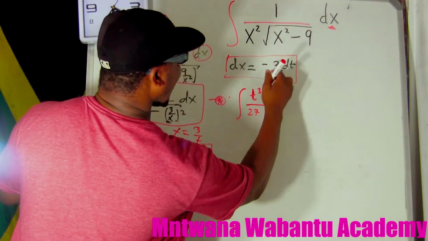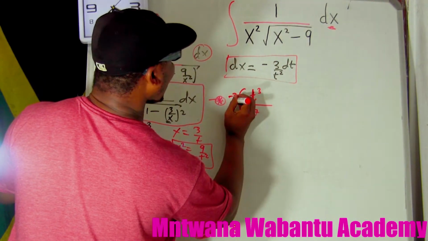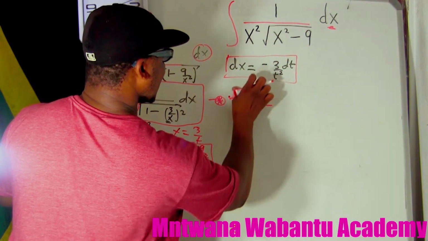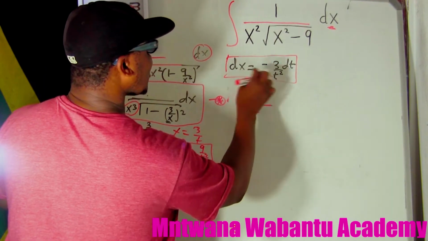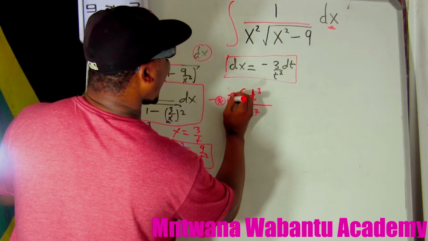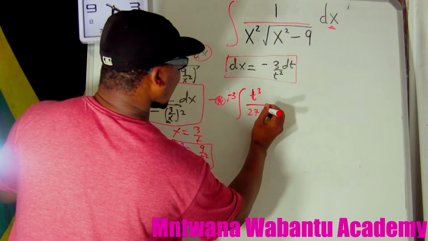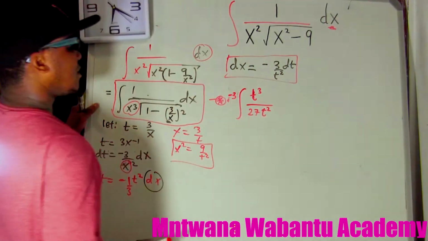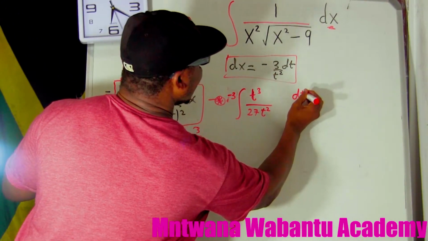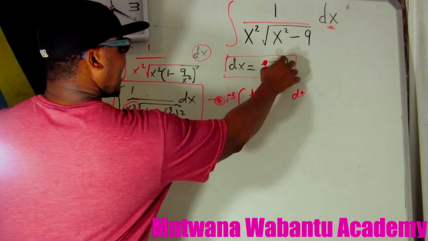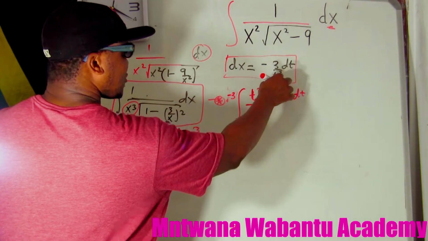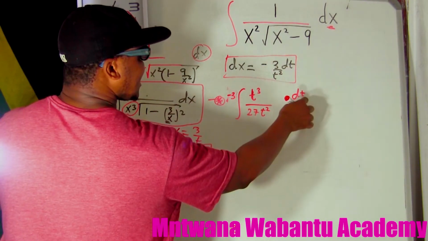Negative 3, I can just take negative 3 out. And then we say dx equal to negative 3 over t squared. Okay, so negative 3, we can just put it there, back over t squared. You see what I'm saying? And then dt, so we can just simply say dt. You understand that? Negative 3, I'll take negative 3 because it's constant. And then t squared is at the bottom, so I'll put it at the bottom, and the dt at the top, I'll put it at the top.